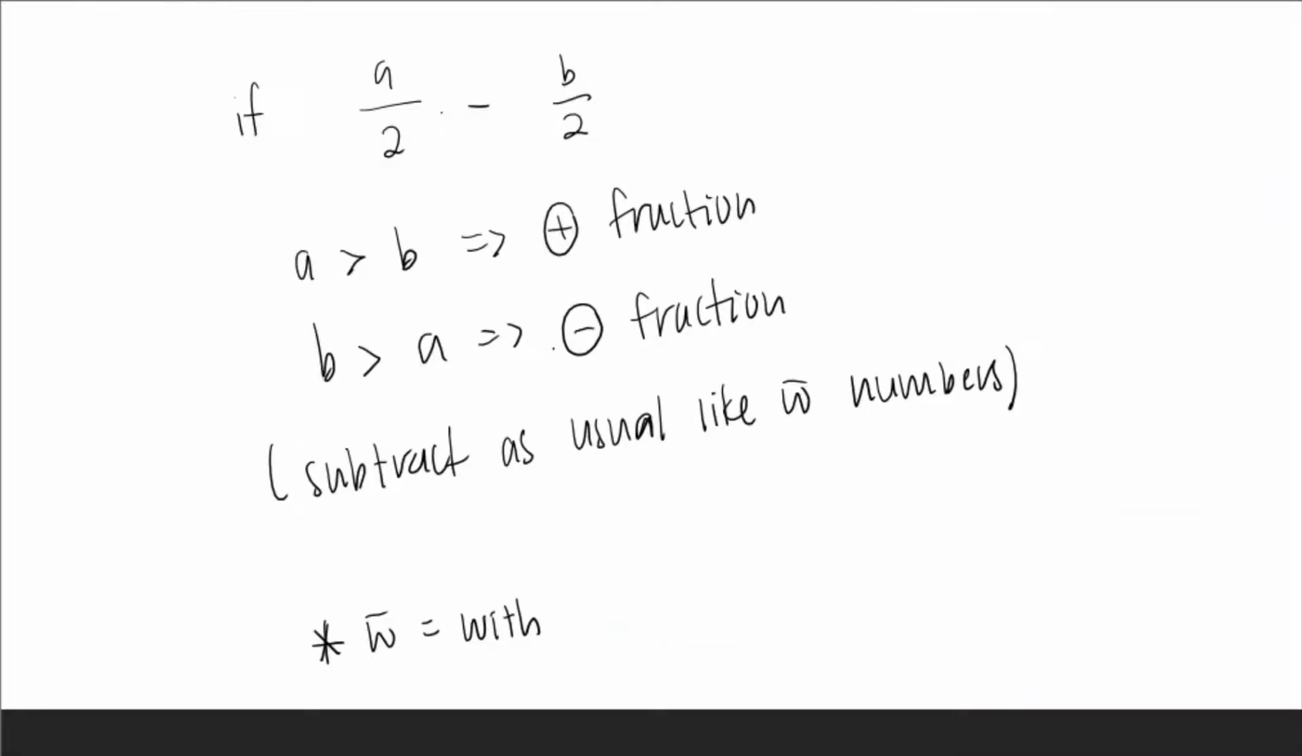If the value of b, the numerator of the second fraction, is higher than a, the numerator of the first fraction, the answer you get will be a negative fraction. So just subtract as usual, like you would do with normal numbers. Do not swap b/2 with a/2, like b/2 minus a/2, because you'll get a different answer.